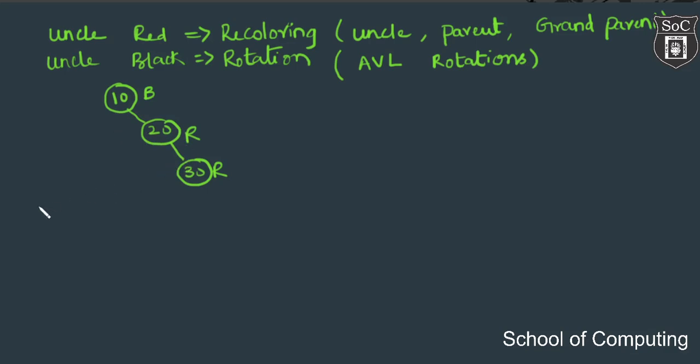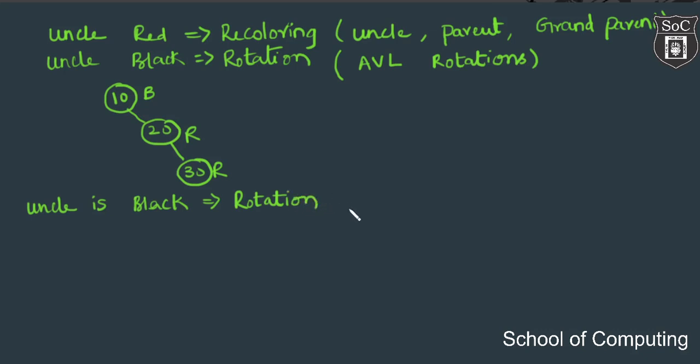So in this case, what is happening? Uncle does not exist. So uncle is not there. When uncle is not there, it is nothing but uncle is black. So in uncle black situation, what we will do? We will do rotation.